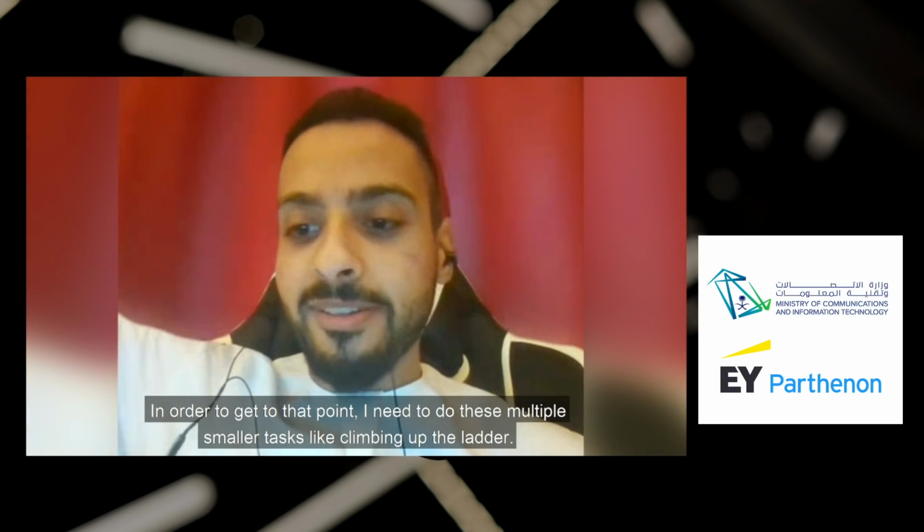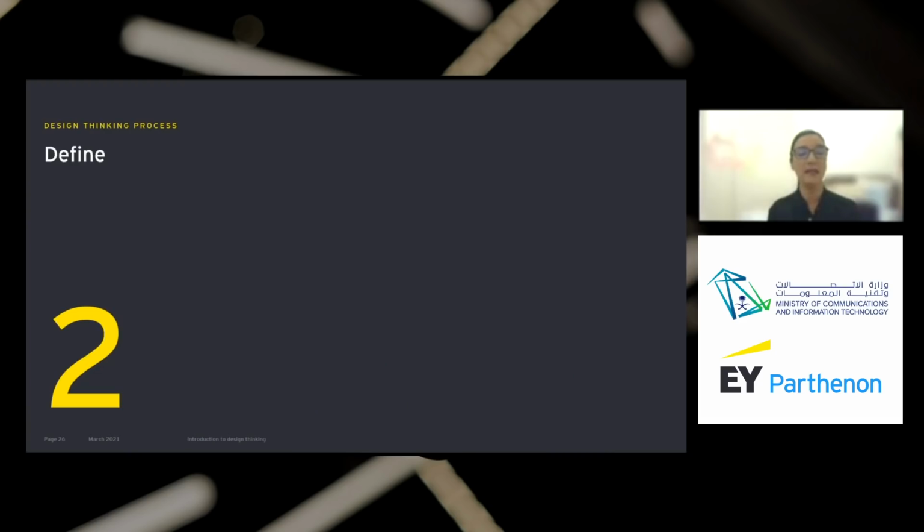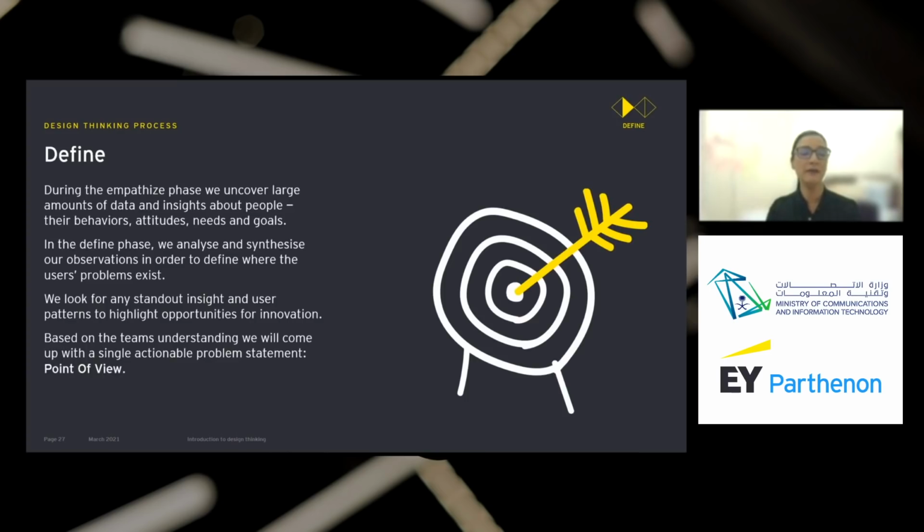The second part of the process is define. Here we take all the information that we've received from our users, and we try and converge this information to really narrow down on the problem that we are trying to solve for. Define is a very important part of the process, because here we analyse and synthesise our observations, and we try and identify where the user's problems exist. We look for any key insights or user patterns that can help us shape our solution.